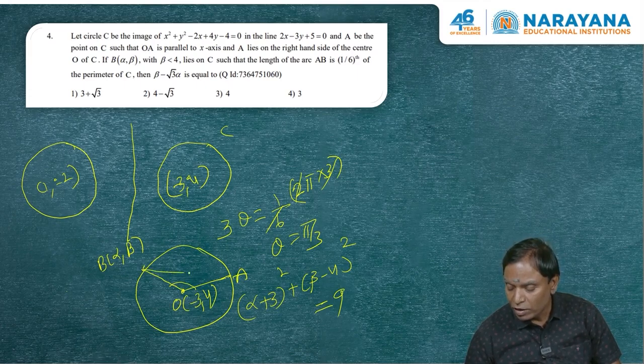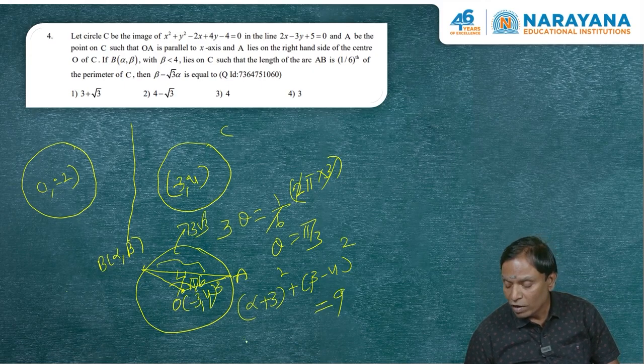So you can join AB from the center and drop the perpendicular to this. This will be pi by 6. This is 3. This is pi by 6. Your length of chord AB will be nothing but 3 root 3. You got one more relation, which is AB is equal to 3 root 3. Your A is nothing but 60.